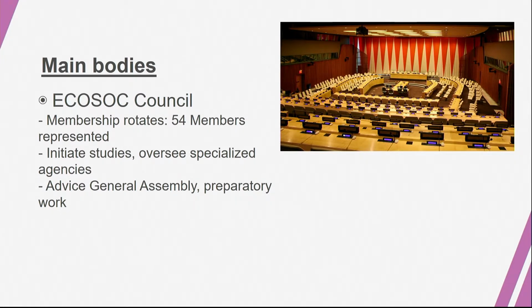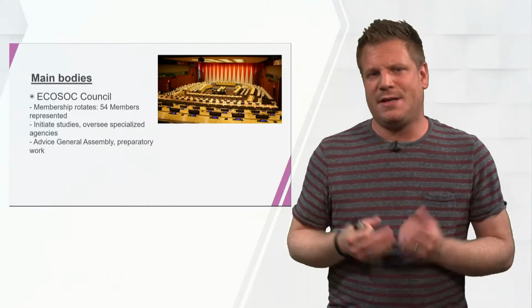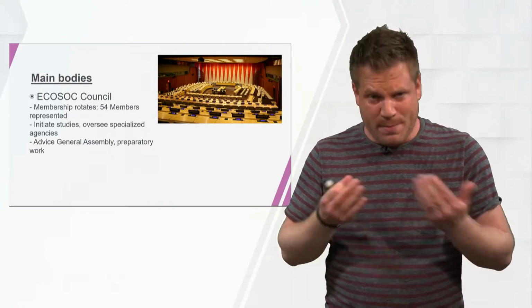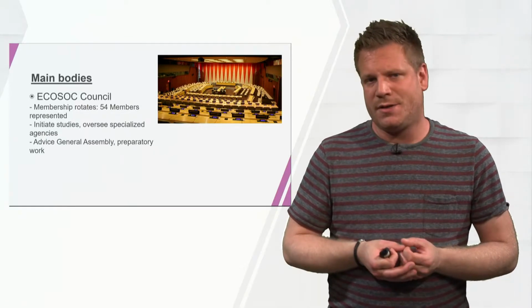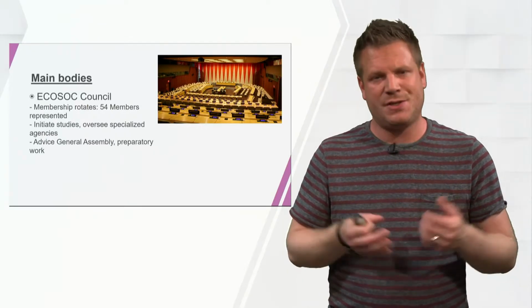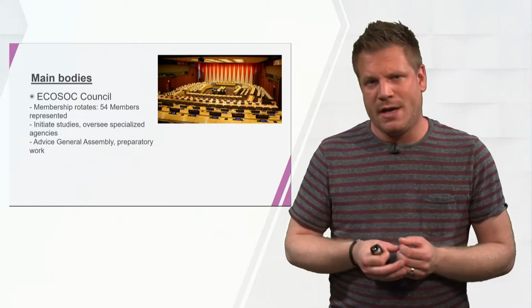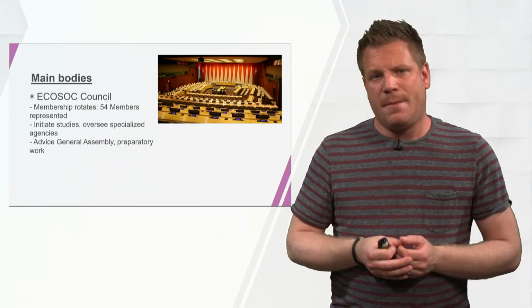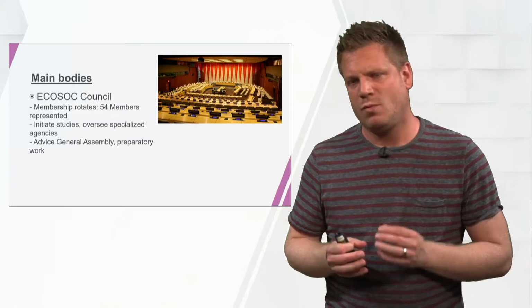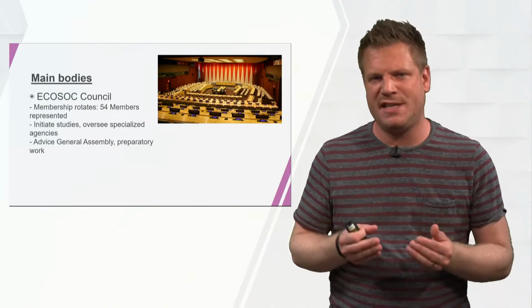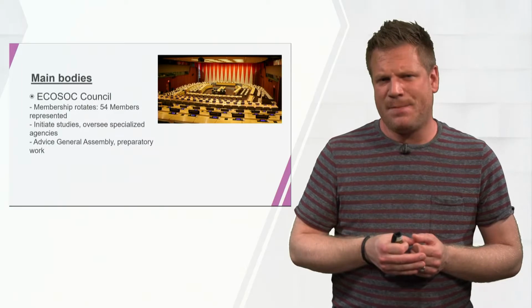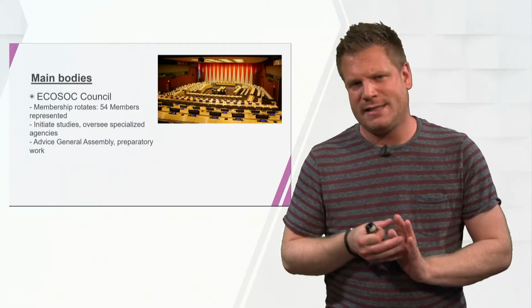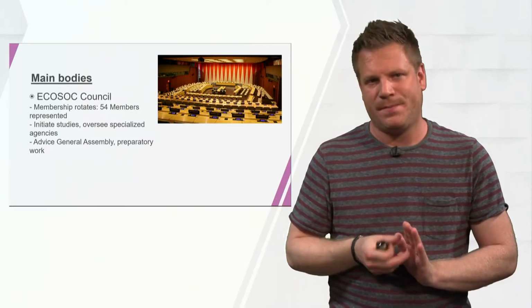Their main goal is to initiate studies to become knowledgeable about certain challenges in the world, and in order to do so they can address the General Assembly by preparing their work for them. So the General Assembly is able to discuss the matters they want to discuss on an informed basis. Another side job of the ECOSOC Council is that they oversee the specialized agencies. And I will discuss the specialized agencies at the end of this lecture.